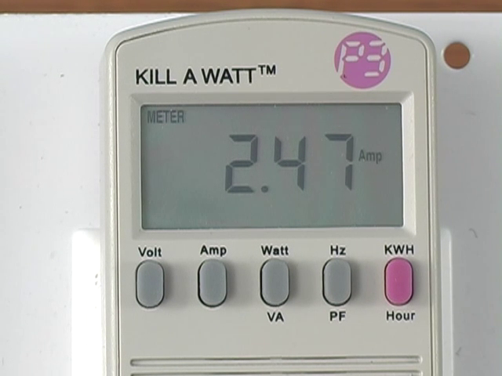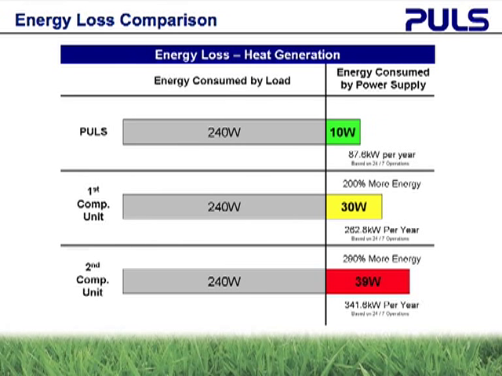Let's take a look at the overall comparison. The first competitive unit produces 200% more heat and uses 200% more energy as compared to the PULS unit. The second competitive unit produces 290% more heat and uses more energy than PULS. Both competitive models use substantially more energy to operate the same 240 watt load than PULS.